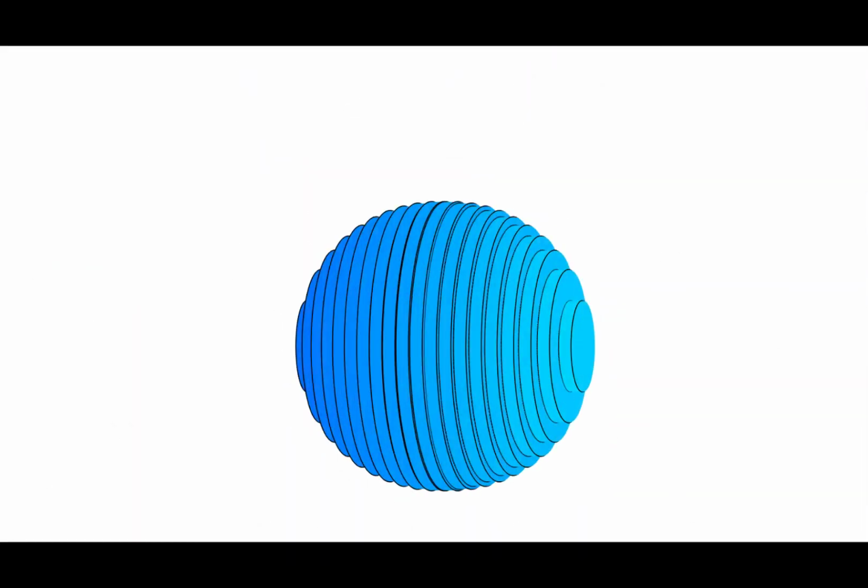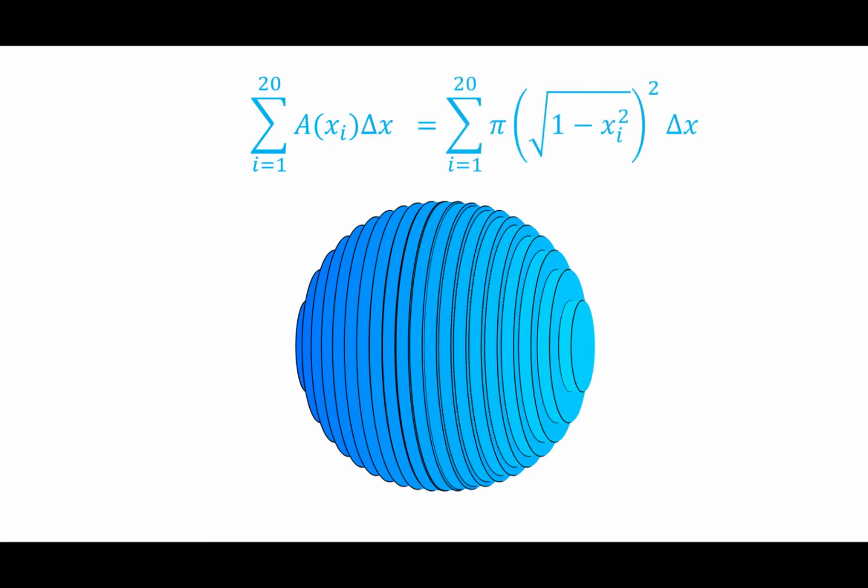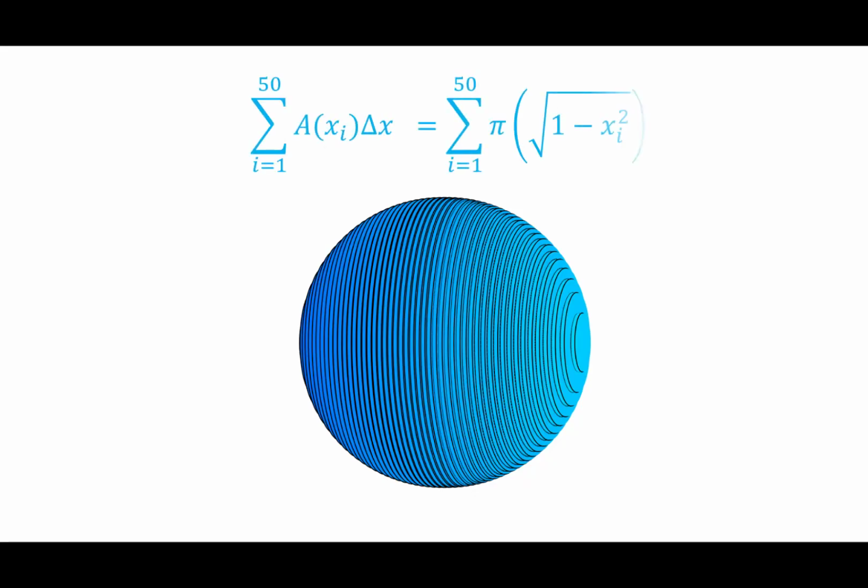Now let's look at when we use more cylinders. There's a picture of when we use 20 cylinders, and it looks more like a sphere now. And here's a picture when we use 50 cylinders, and now it looks really close to a sphere. And we have that same formula above, but now we're just summing 50 cylinders instead of just 7 or 20.